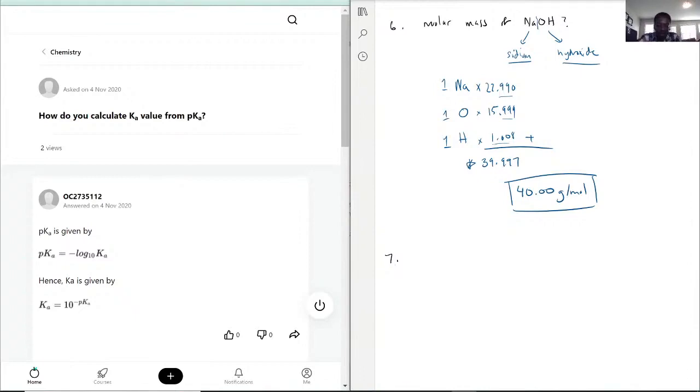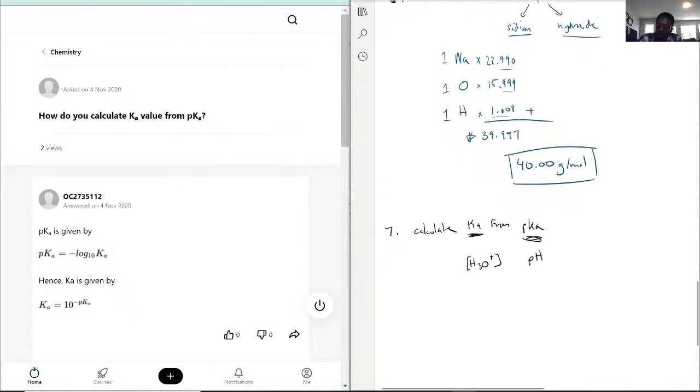Okay? So now in question 7, calculate Ka from pKa. Okay? To do that, there's actually an equation we use. Ka and pKa work the same way as the concentration of H3O and pH. So if we remember correctly, pH is equal to negative log of H3O plus. The only way to convert this back is when you have a log without a base, it's just log 10 of H3O.